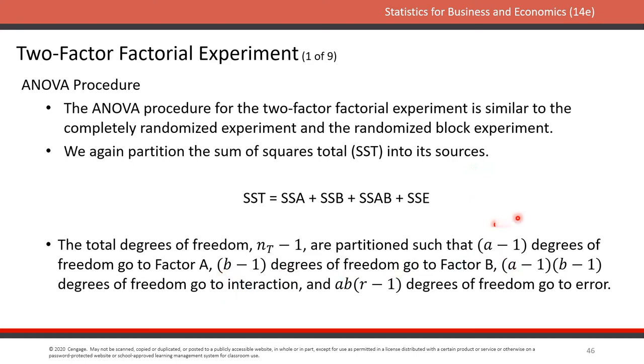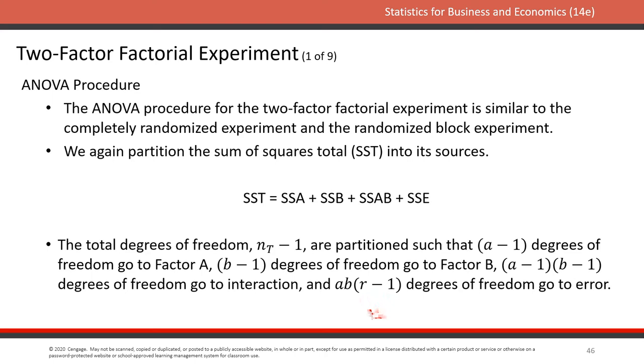A minus 1 is the degrees of freedom for factor A, B minus 1 is the degrees of freedom for factor B, and the degrees of freedom for the interaction is multiplying the degrees of freedom for factor A and factor B together. So A minus 1 times B minus 1. The total degrees of freedom is the number of groups in factor A times the number of groups in factor B times the number of replications in each cell minus 1. So in our previous example where we had 5 people in each cell, R would have been 5. That's the number of replications.